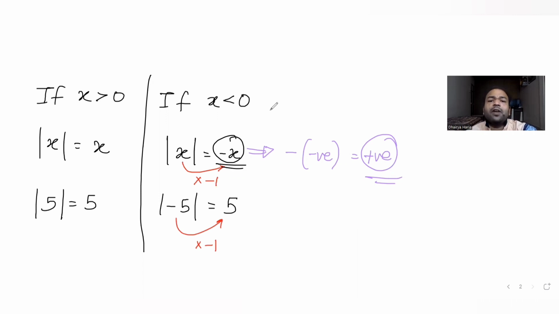So the concept that we are going to follow here is: if an expression inside the mod is positive, you write it as it is. If the expression inside the mod is negative, you multiply that with -1. So let's see the idea now. If I have that equation given to me, that is x|x - 5| + |x + 2| + 6 = 0.